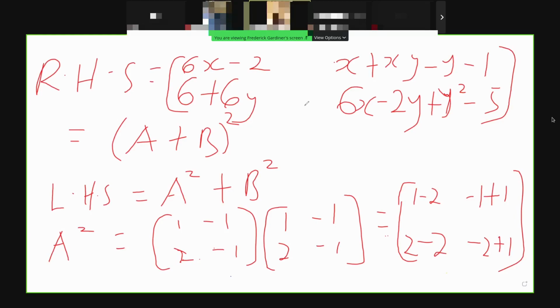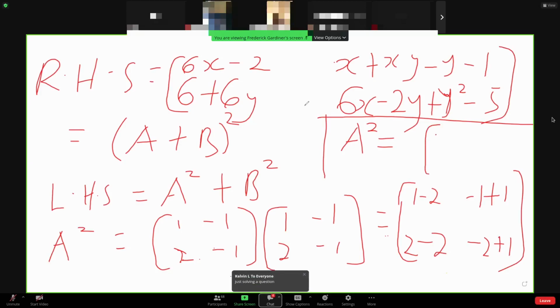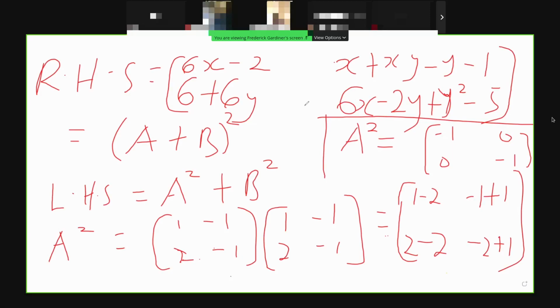Please, do you see that? So write that down. We are getting a squared to finally be equal to -1, 0, 0, -1. Okay, can I clean the board now? I want to look for b squared.